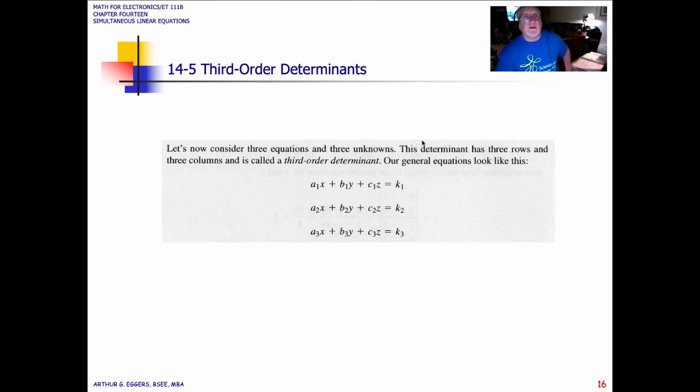So during the next video, we're going to up the game to a third order determinant where we're going to add a C element, and we're going to learn what we have to do for a C element. The method changes just a little bit when we go to third order determinants.